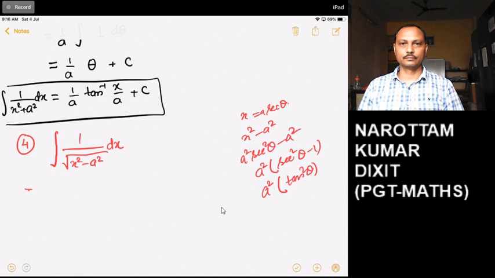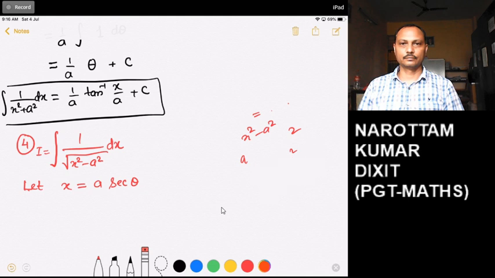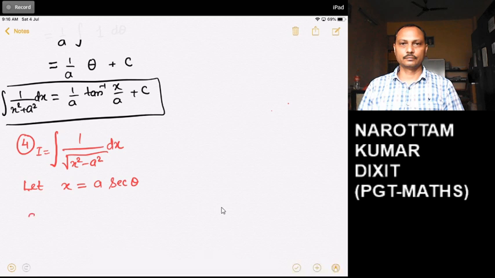Let us substitute this value. Let x equal a sec theta. Now, if x equals a sec theta, then the value of dx will be a, and the differentiation of sec theta is sec theta into tan theta d theta.